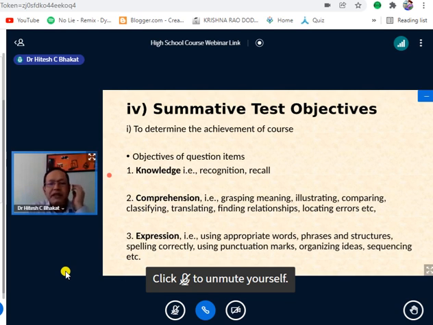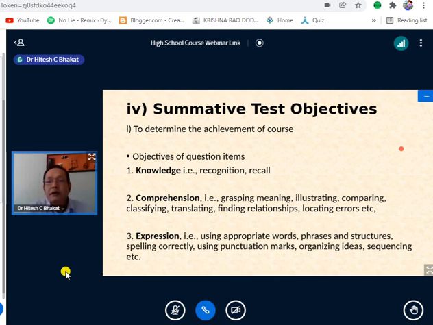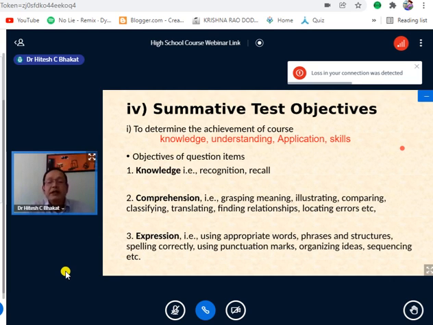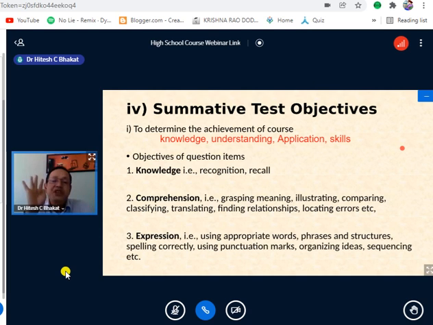And these objectives I will skip because we will not have sufficient time. Coming back to the summative test, the objectives of the question paper. First thing, see, in other subjects, we have four objectives. Namely, these objectives are, I'll write it here: knowledge, understanding, application, and skills. So in other content subjects, we have four objectives of the question paper, at SSLC level, high school level, or annual level: knowledge, understanding, application, and skills.